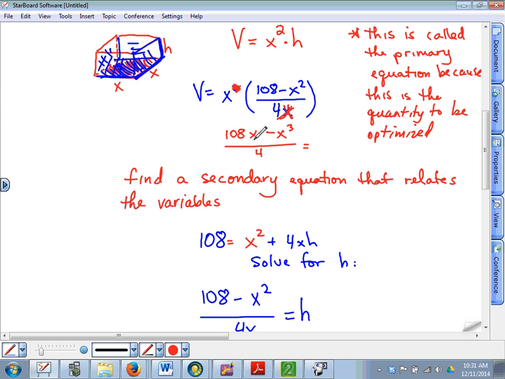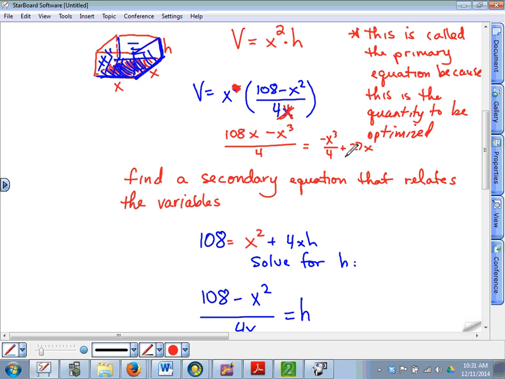So because of that, I would probably write it like this: negative x to the third over 4 plus 27x, just because it would be easier to take a derivative in this form, for me at least. Let me ask you, would you rather take a derivative of this that I'm circling or of this that I'm circling? I would rather take a derivative of this.